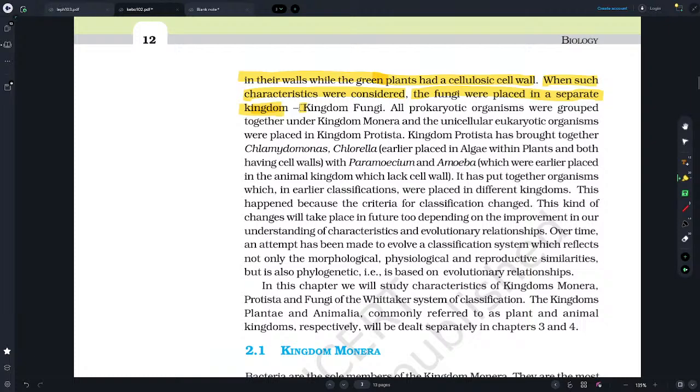Interestingly, the pigments in euglenoids are identical to those present in higher plants. An example is Euglena.